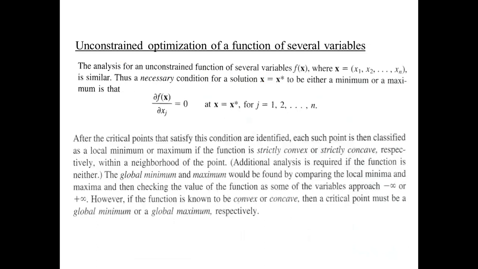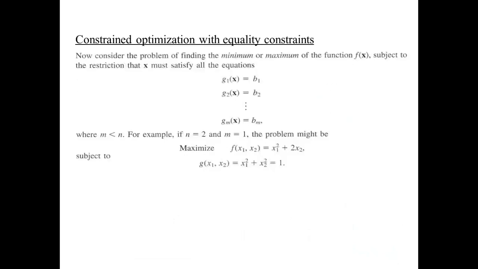Unconstrained optimization of a function of several variables. The analysis for an unconstrained function of several variables is similar. Thus, a necessary condition is that the partial derivatives should be equal to 0, and hence the gradient at that point will be equal to 0. Otherwise, everything is the same.